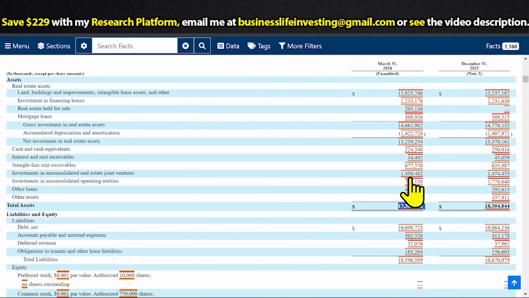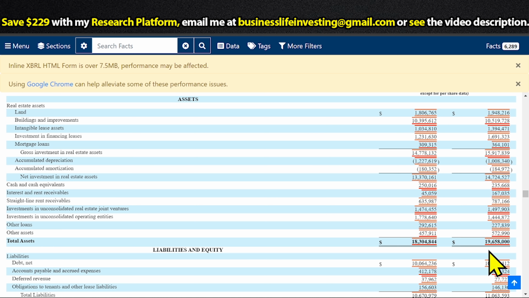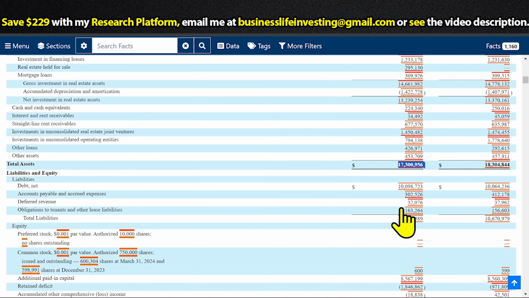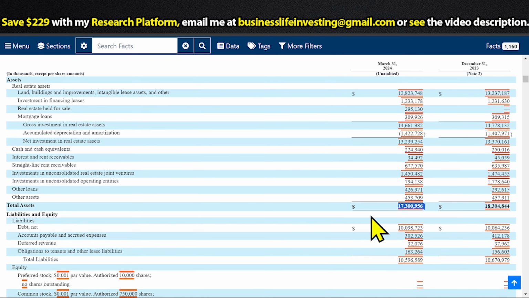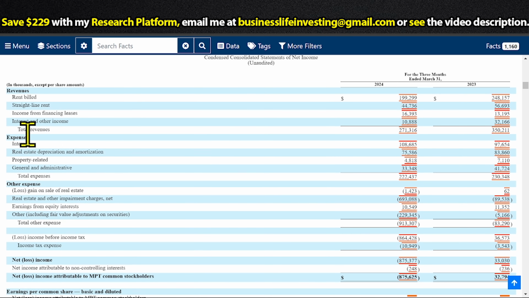But be aware that their total assets are going down. If you look back, let's say to 2022, you can see that the total assets were about 19.6 billion. And they have decreased from 19.6 billion to 17.3 billion. Why is that? Well, as they have so much debt and they also have to fund their operations, they started to sell their assets. And once they start to sell their assets, guess what will happen to the revenue? It's going down. As you can see here, total revenue for the last quarter was about 271 million, a decline year over year from 350 million.